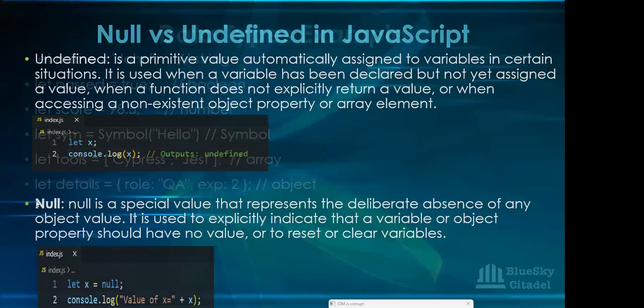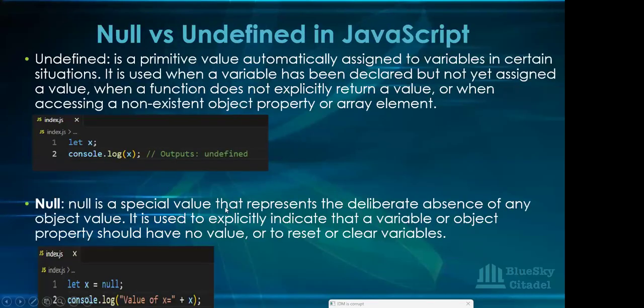Or for null, null is a special value that represents the deliberate absence of an object value. So it is used to explicitly indicate that a variable or object property will have no value, or to reset or clear variables. In a nutshell, if we want to set something to be empty, we need to use the null keyword. So that's when we use null. This is null and I want it to be null. That means it has no value, or if we want to remove the value in our x, we can set it to null.